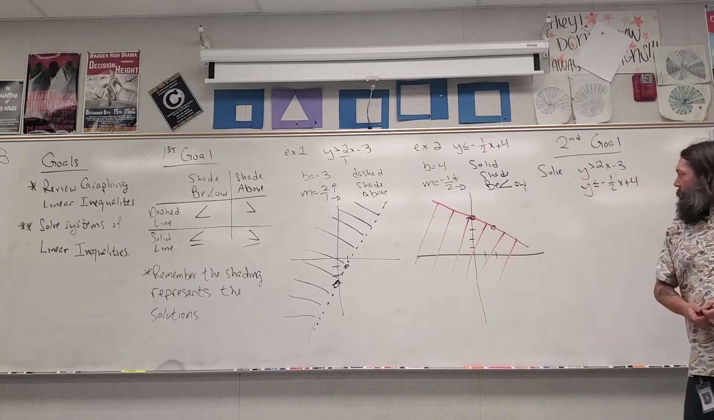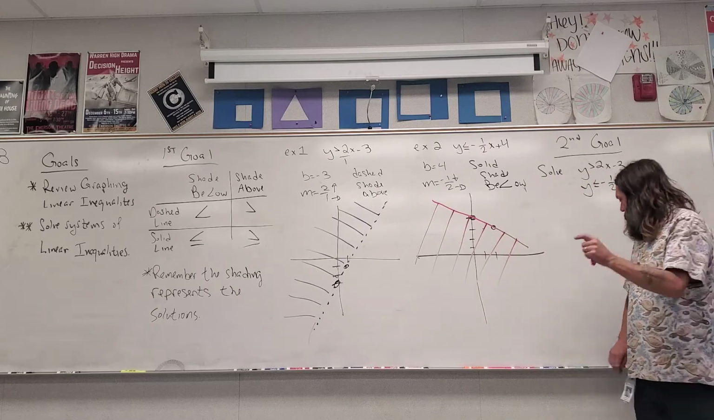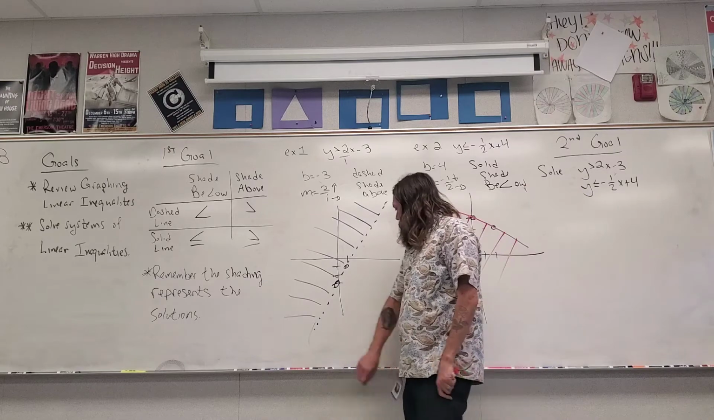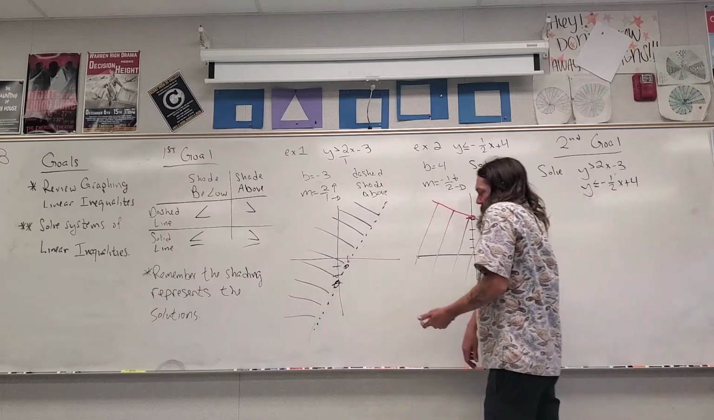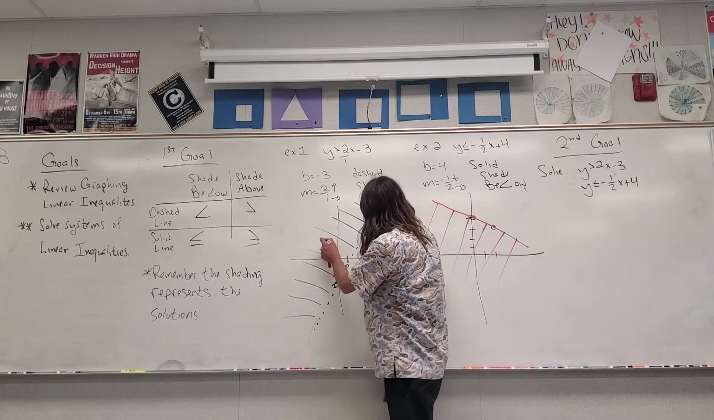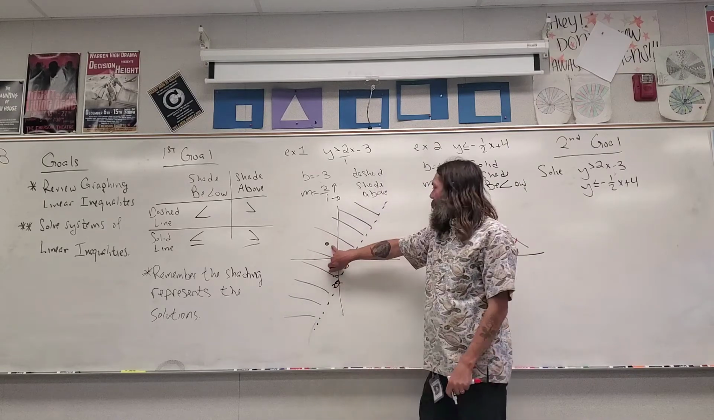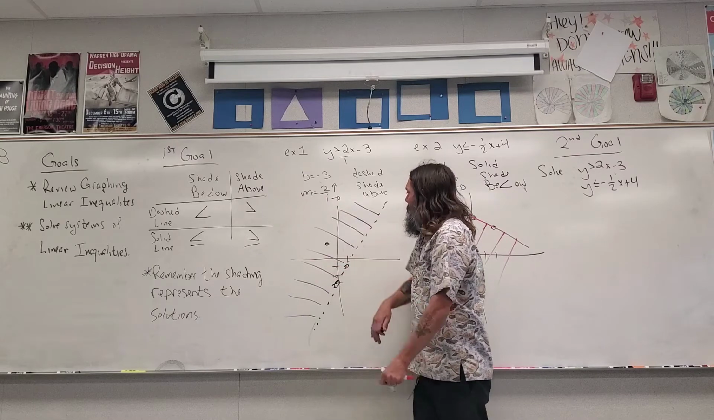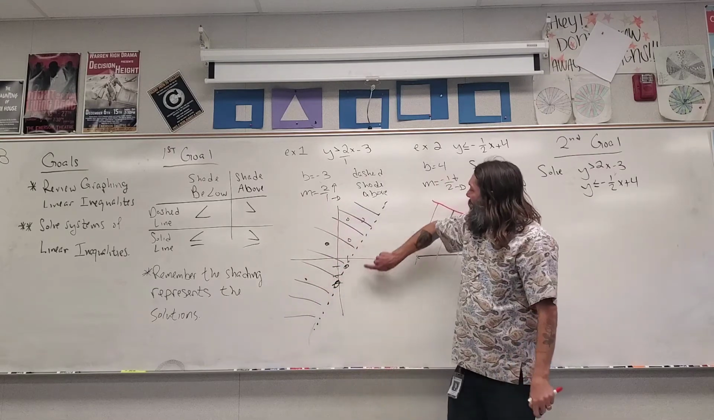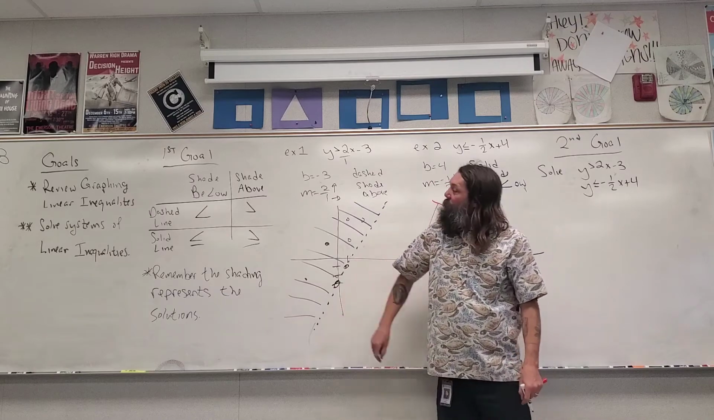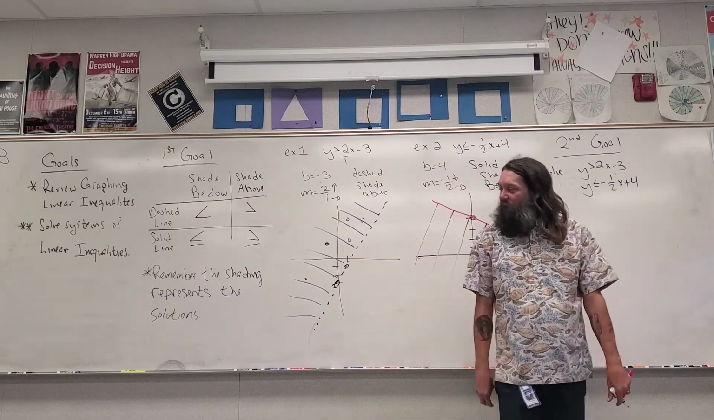I do want to add one more thing to this. I want to point something out. In my first problem, I could be very confident in saying that this point is a solution because it's in the shading. Any point in the shading is a solution, except any point on the line. That's what the dashed line means. There's no solutions on the line.